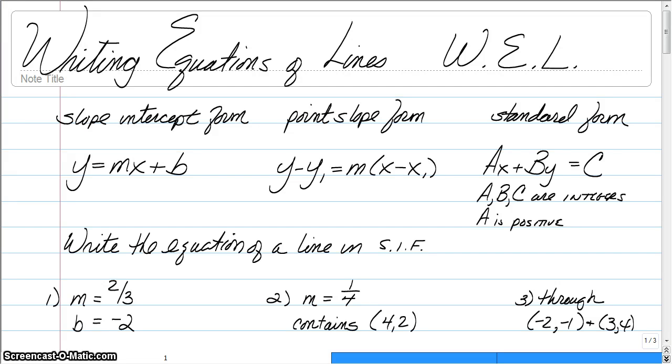All right, let's do this. Today we're going to learn how to write equations of lines. If you ever see me write WEL, that just means write the equation of a line, okay? So first we're going to quickly talk about our three different forms for writing equations of lines.